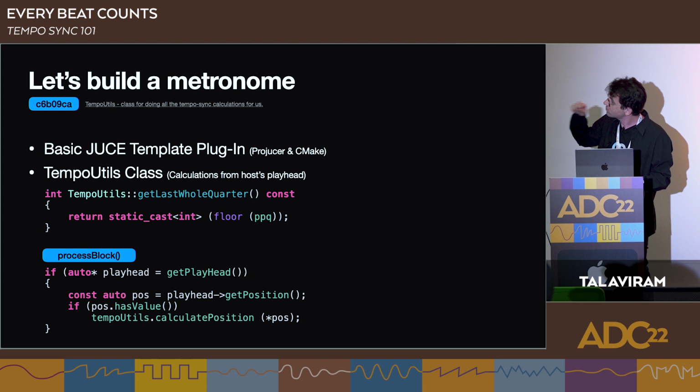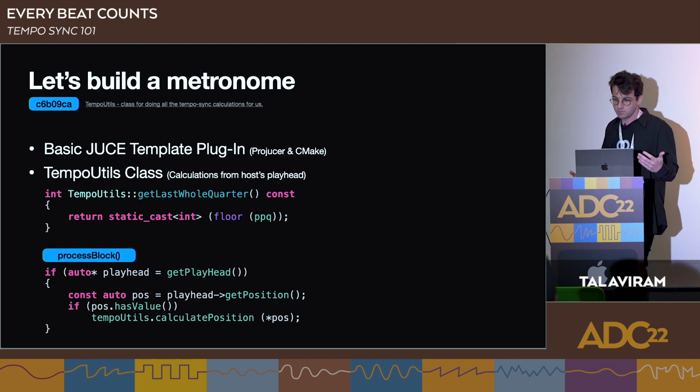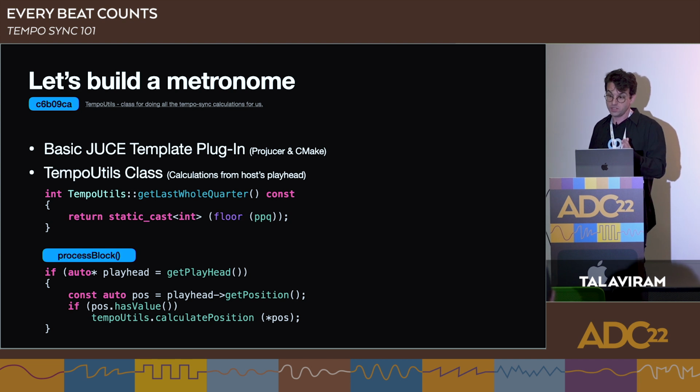And what we can see is that first we have a very boring template that is Projucer and CMake. You can build it yourself. A tempo utils class that just gets the transport, which is what the host provides us of where we are in sample position, looping, a lot of interesting things that usually you want when you are doing any kind of syncing, of understanding your orientation in an audio project on the DAW.